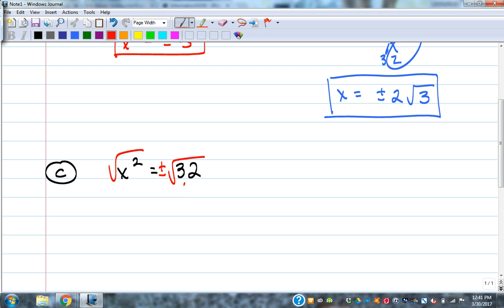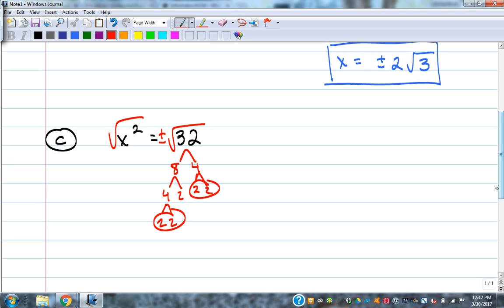So, 8 and 4, 4 and 2, 2 and 2, 2 and 2. We have 2 pairs of 2's and then 1 2 that doesn't have a buddy. So that's 4 radical 2. Good job. Plus or minus in front of that. Don't forget your plus or minus.